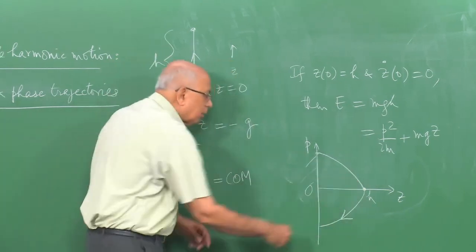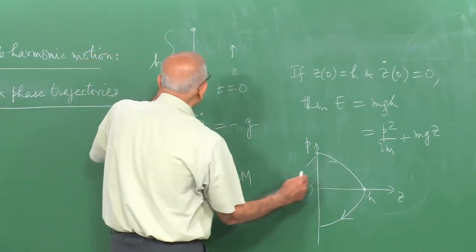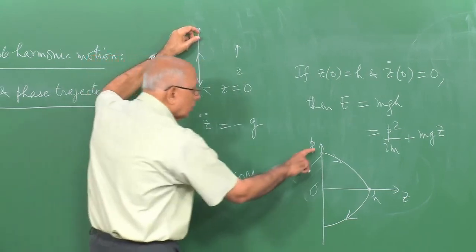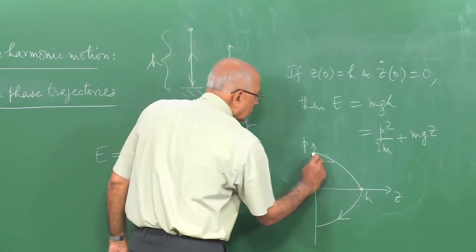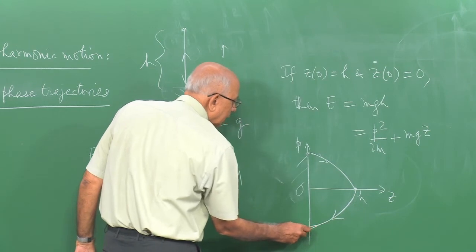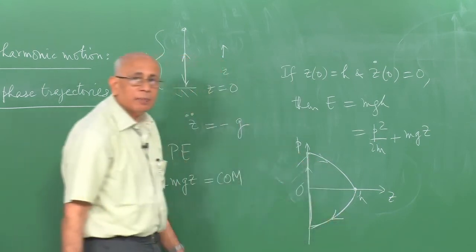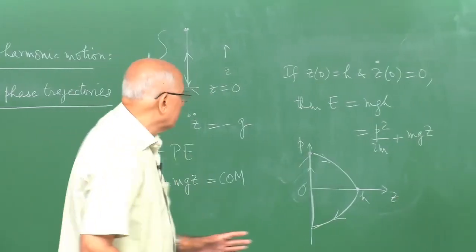So this corresponds to the ball falling down, and this portion corresponds to the ball going up, and as it goes up it loses momentum, so the momentum is decreased while it gains height till it hits h. So this is part of a parabola, and then it discontinuously jumps here and moves to this point. That is a phase trajectory, and it does not look anything like an ellipse.